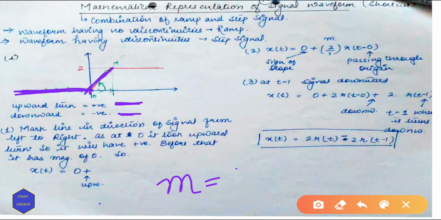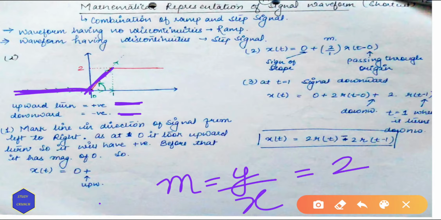Slope is y by x, which is equal to 2 by 1. That is 1 is the x direction and y direction it is 2. So the slope becomes 2 by 1, that is 2. And because it is a ramp signal, it will be t minus 0 because it is passing through origin.